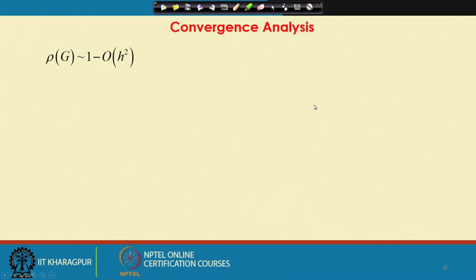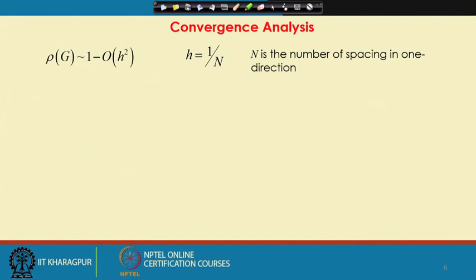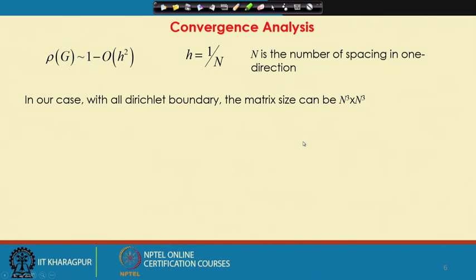So, rho G is of the order of 1 minus h square, where h is equal to 1 by n, and n is the number of spaces in one direction. In our case, with all Dirichlet conditions that we are considering, if there are n internal points, the matrix will be n cube by n cube.